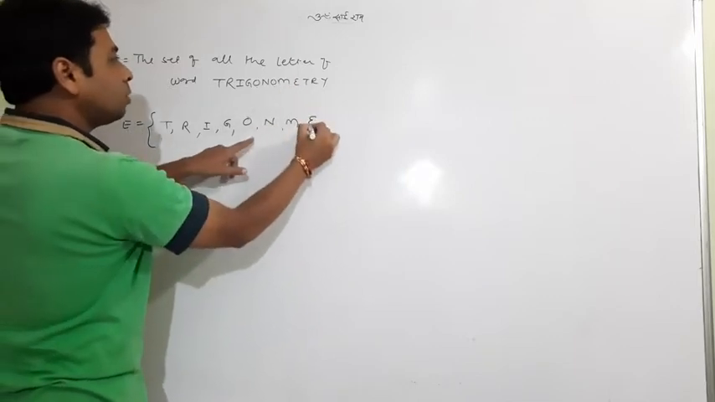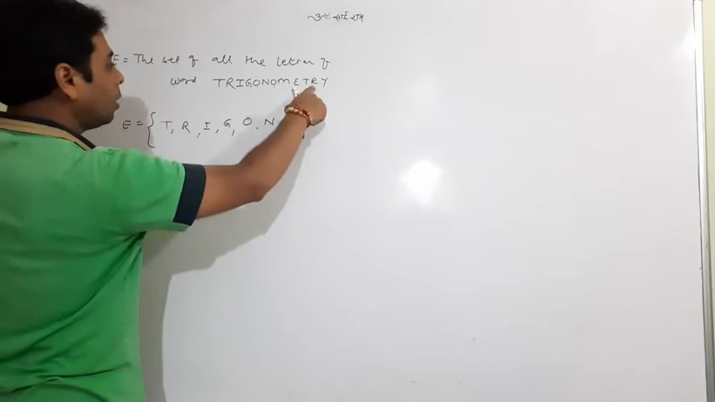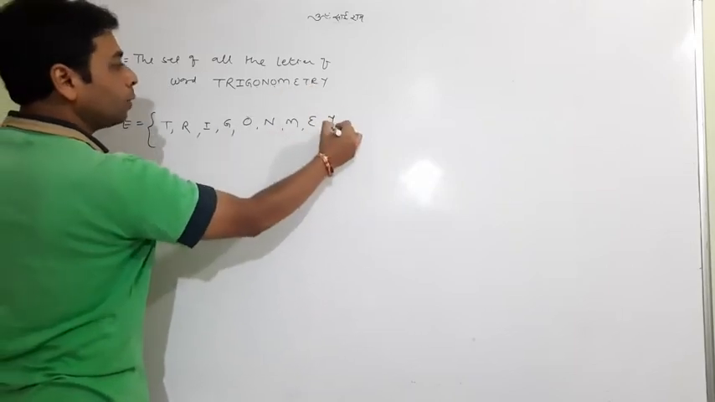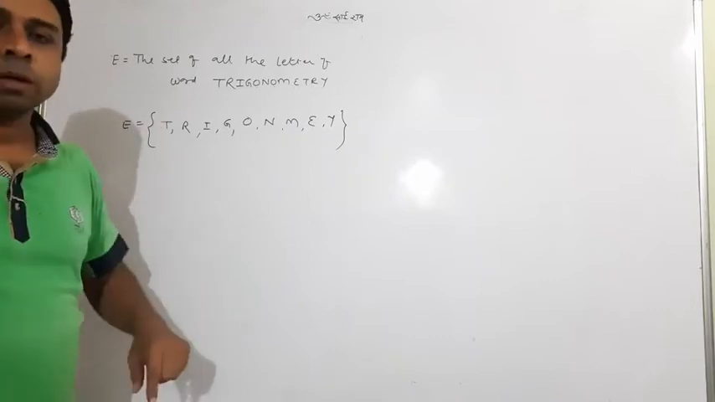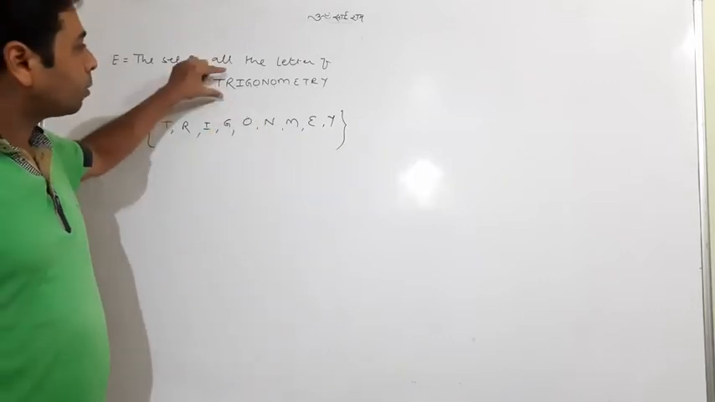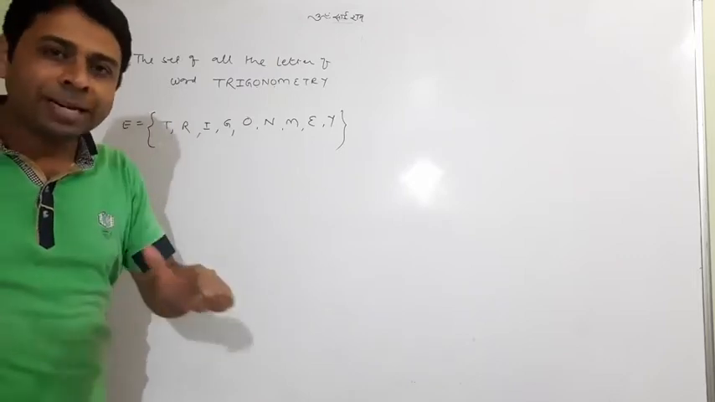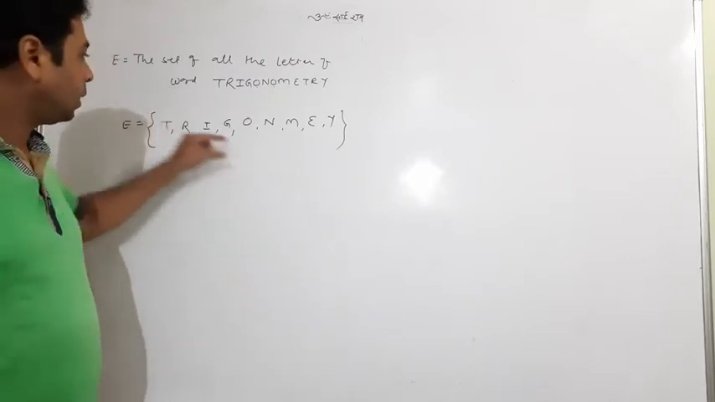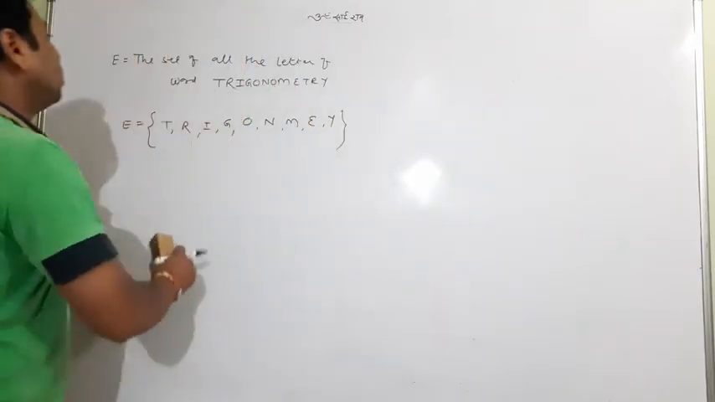Sorry, E is not yet written. E is yet to be written. R is already written. Y you have to include. So whatever it is, it is the roster form of the letters of the word trigonometry. The major thing I have told you is not to repeat a letter in a single set. This is important, that's why I have put this particular example.